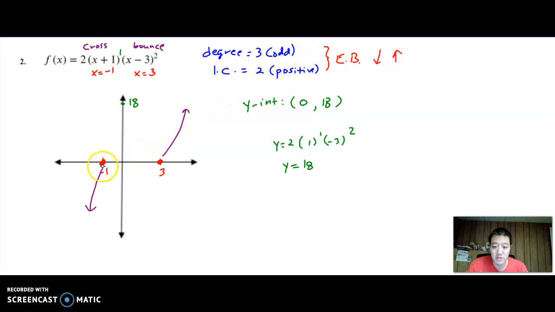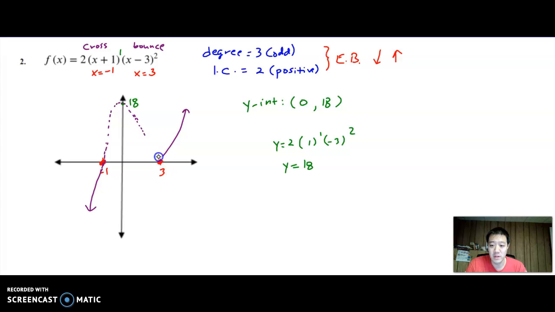So I know that at -1, since it's an exponent of 1, it's just going to go straight through it, right? So it's just going to go like this. Now, I'm not sure if it keeps going up and then hits the y-intercept on the way back down, or maybe if it peaks at the 18 and comes back down. Regardless, as long as it's in this general form, I'm okay with it.